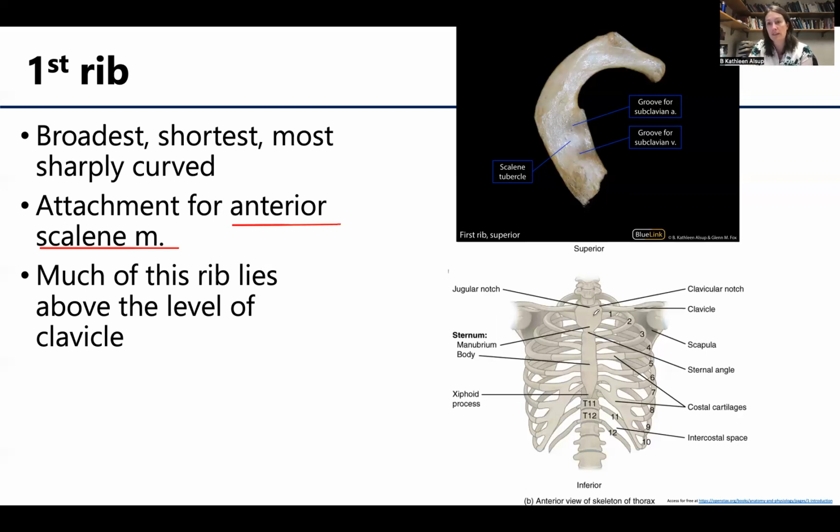Now, what I think is cool about the first rib is that it's the most superior rib, as the number 1 would suggest, but a good amount of this rib is actually going to lie above the level of the clavicle. So it is very associated with the root of the neck region, and it's quite deep. So it's not easily palpable like many of the other ribs of the thoracic cage.